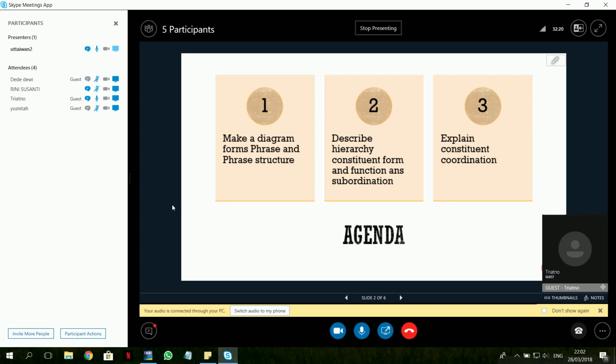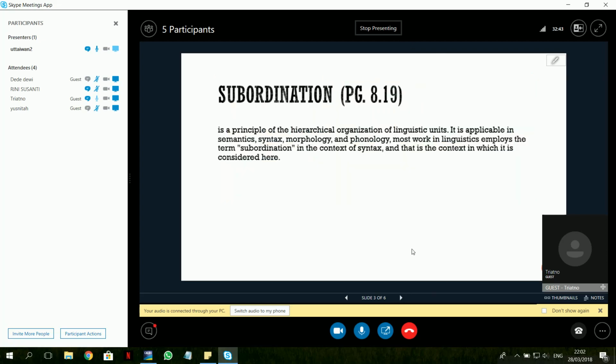And after this brief introduction, I'm going to move to the second part of this meeting. We will describe hierarchy, constituent form, and function and subordination, and explain constituent coordination. Next, what is subordination? Anyone can read this? Ada yang bisa membacakan? Subordination? Sure, thank you.